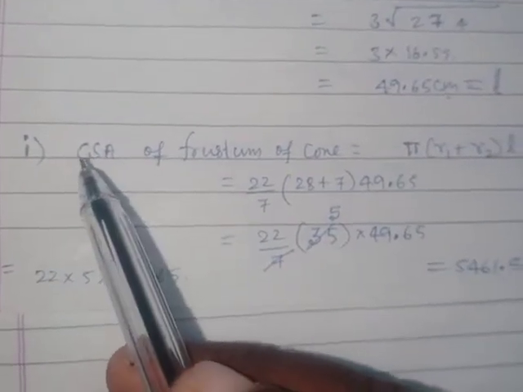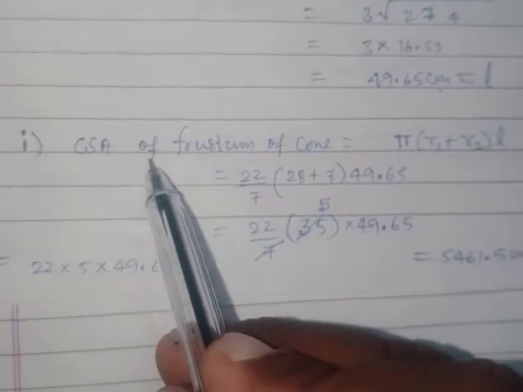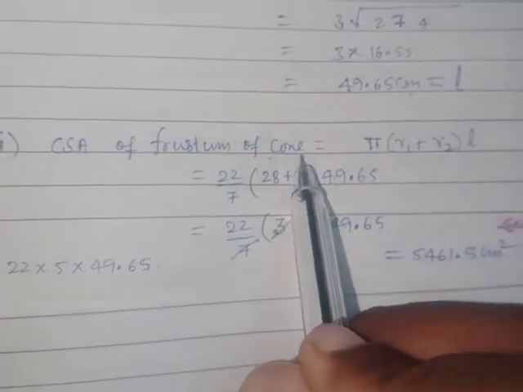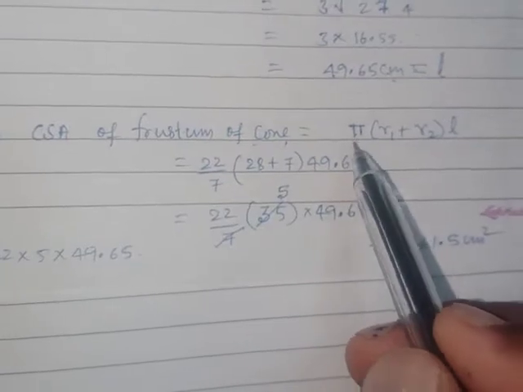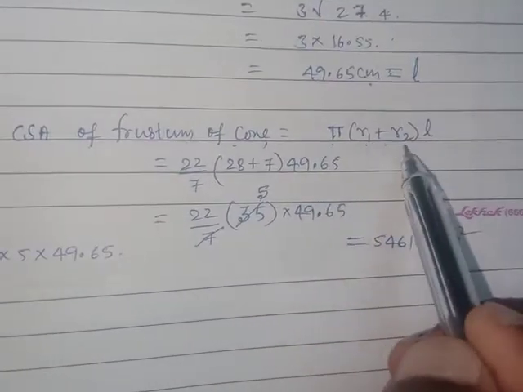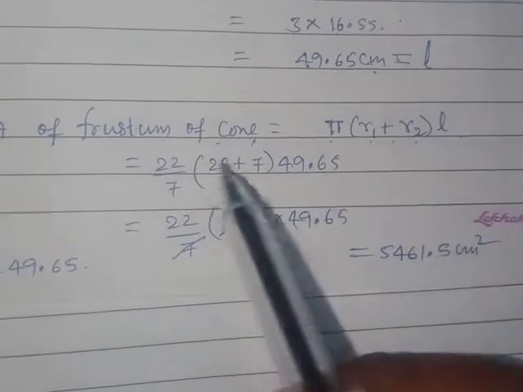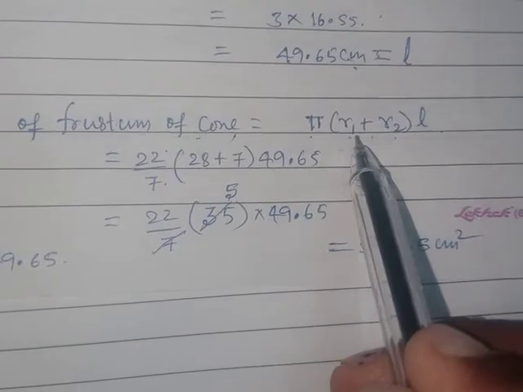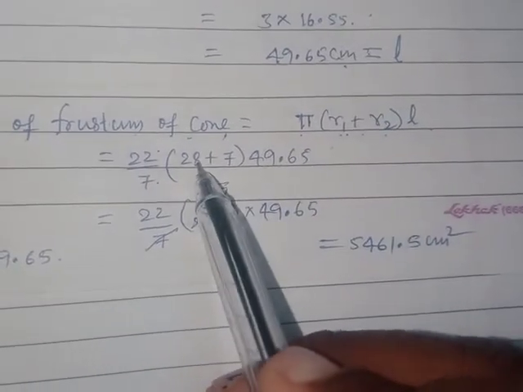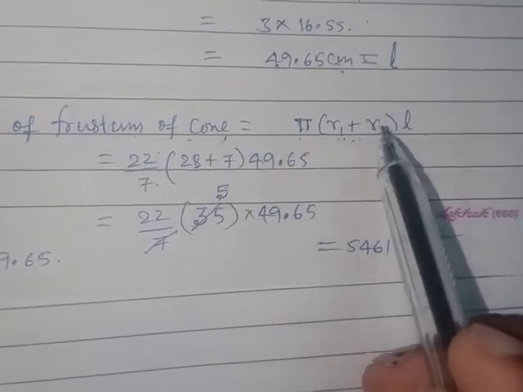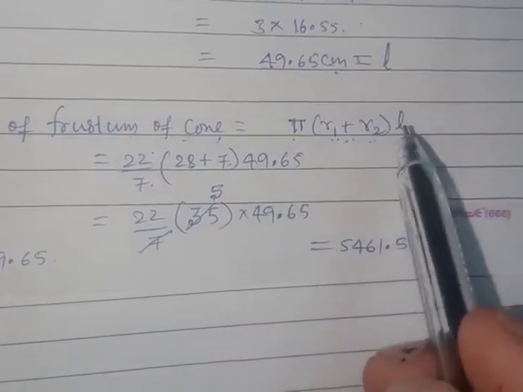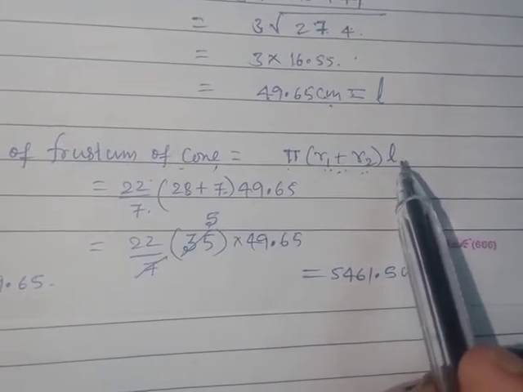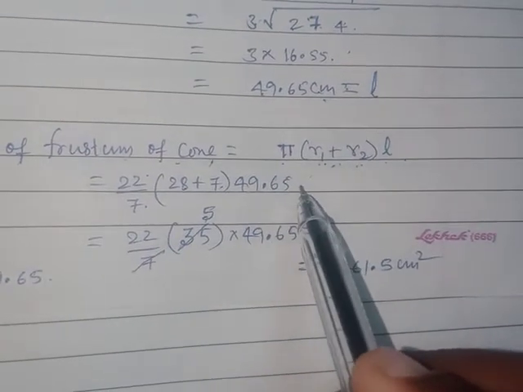Now, we have to apply all this data in the given formula. Now our task is to find the curved surface area of the frustum of cone. The formula for that is pi into r1 plus r2 into L. Pi can be written as 22 by 7. The value of r1 is 28 and the value of r2 is 7. We found that the value of slant height is 49.65.